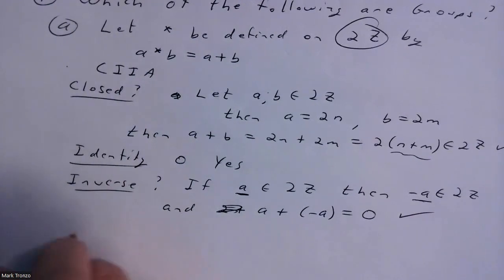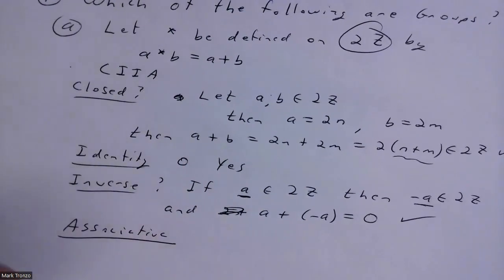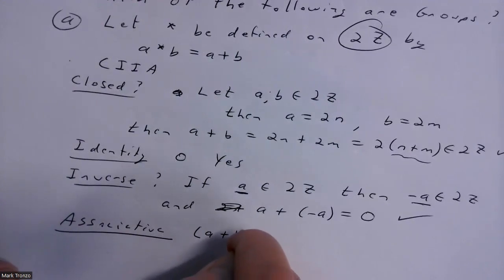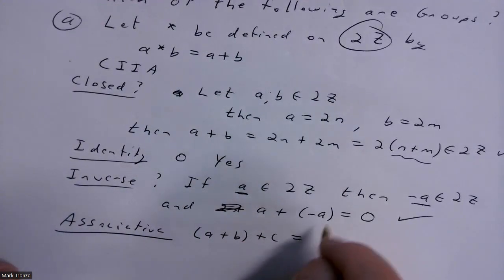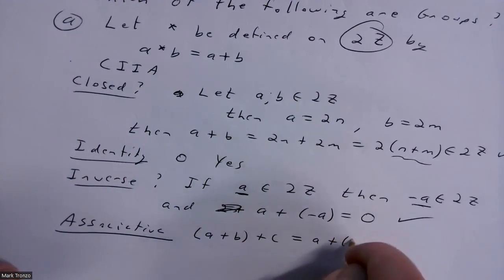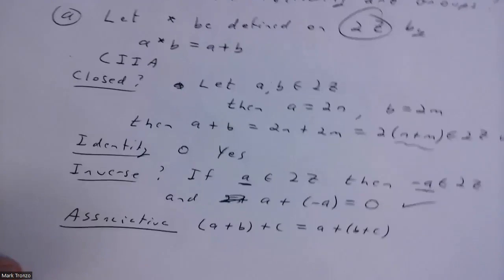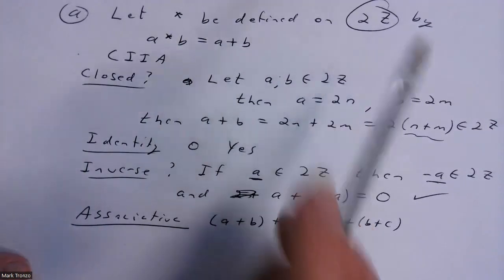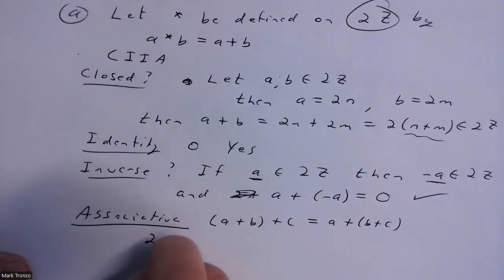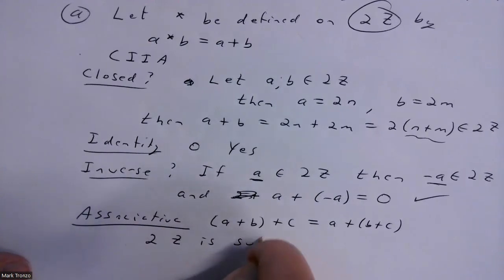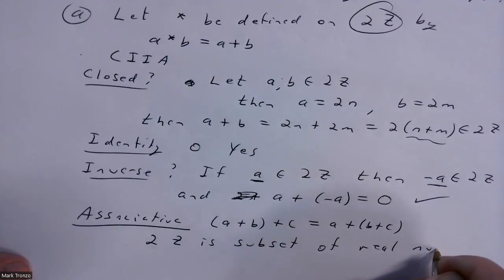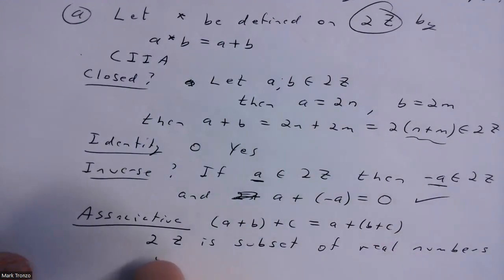And then associative. Usually I don't have to do much about associativity, but let me just say a plus b plus c is going to be equal to a plus b plus c, mainly because in this case, 2Z is a subset of the real numbers, which are associative.